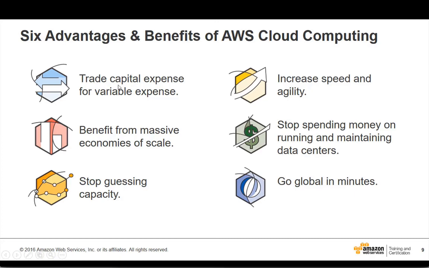First one, of course, is you're trading capital expense for variable expense. This is a big one. You don't have to build a data center if you just want to host an application or try and do some big data analysis. You can spin up instances and compute power as and when you need them, as we talked about, and then close it down when you're no longer needing it.